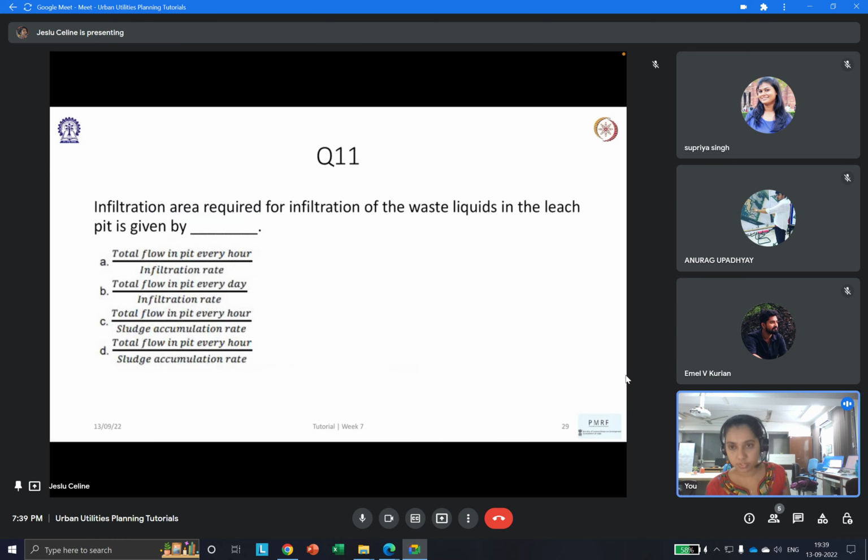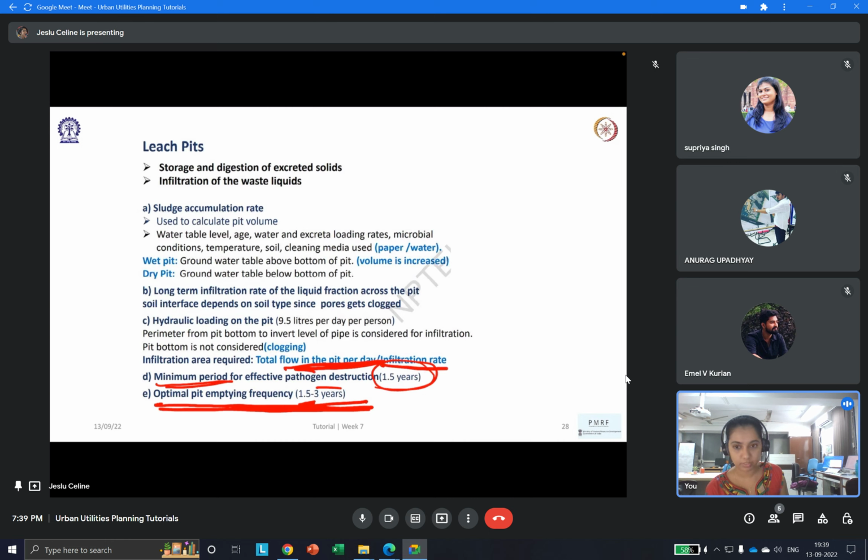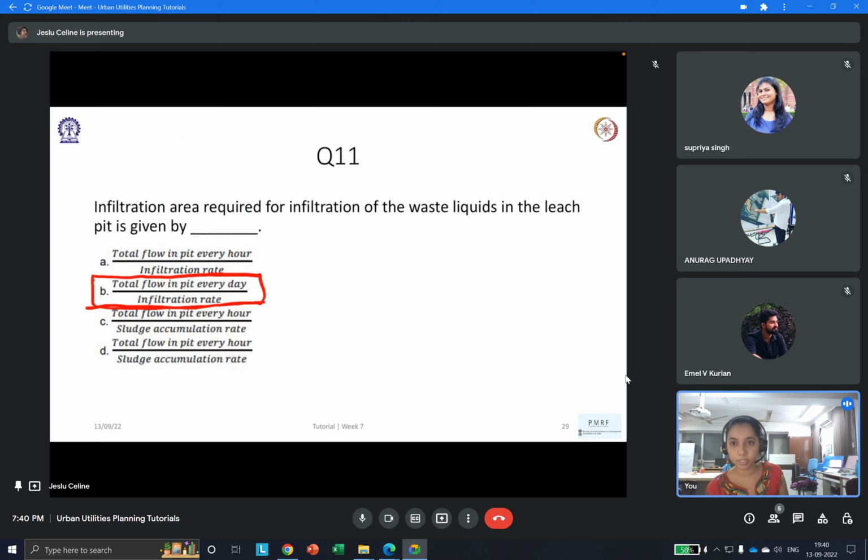Right. So let's proceed further. Infiltration area required for infiltration of waste liquids in the leach pit is given by which of the following formulas? Anurag? Total flow input every day per infiltration rate. Yes, right. Supriya, any difference in opinion? No, the same answer. We just saw this in the previous slide also: the total flow per day divided by infiltration rate. So this is the infiltration area which is required. That's just the formula they have asked in this question.